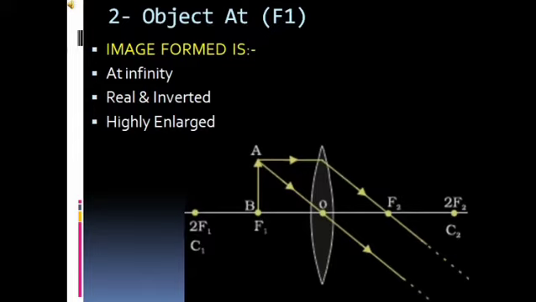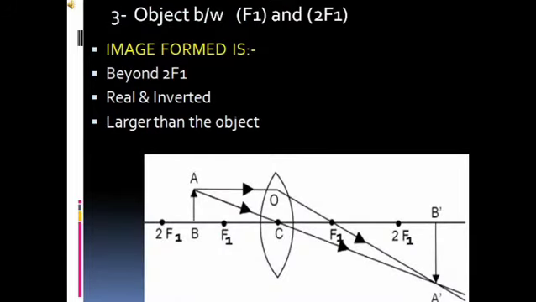Second is when object is placed between focus and convex lens. Now AB here is the object. A ray of light which is parallel to the principal axis will pass through the focus F2, and a ray which will move towards the optical center O will move straight away, so that these lines will never meet. Either we will extend the ray backward or we will extend it forward. So this means the image will be formed somewhere at infinity and it will be real and inverted. Why? Because this is on the right side and it will be highly enlarged. Okay.